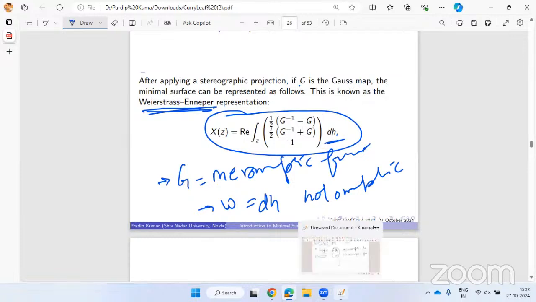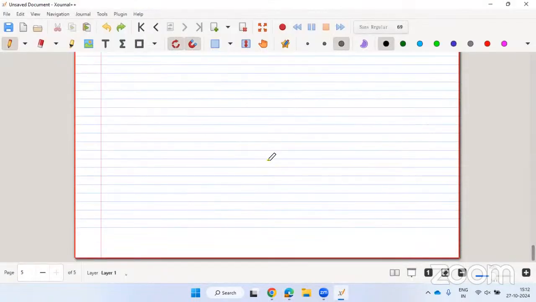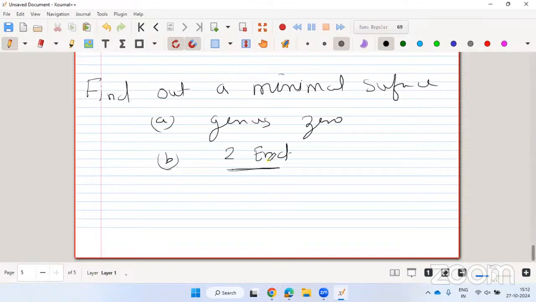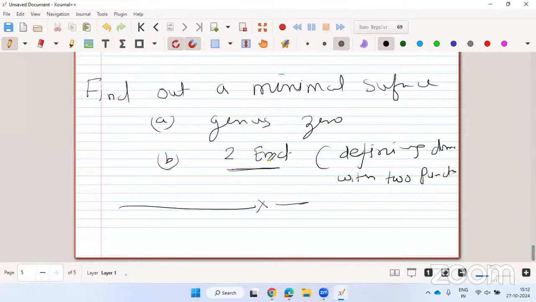So let us do a very simple problem. Find a minimal surface. Now what are the conditions? Number 1, it has genus 0. Number 2, it has two ends. Two ends means, as I already explained, you have a defining domain with two punctures. So let us try to find such a minimal surface.